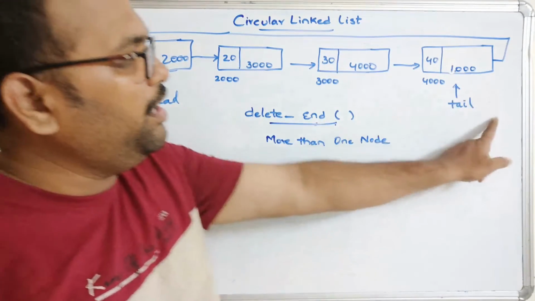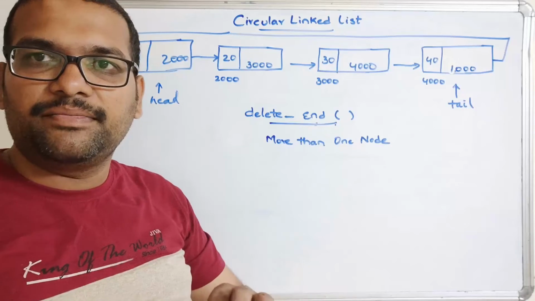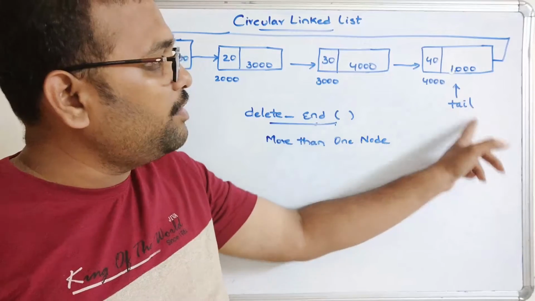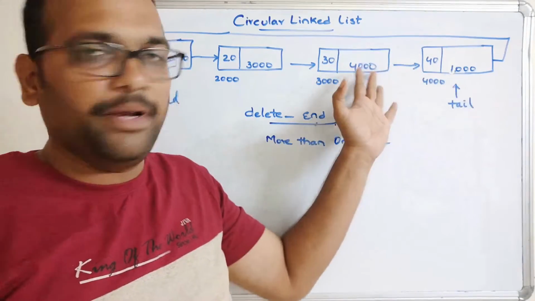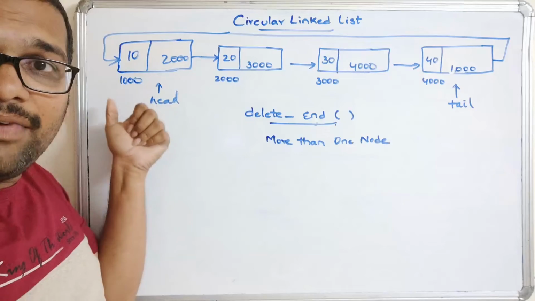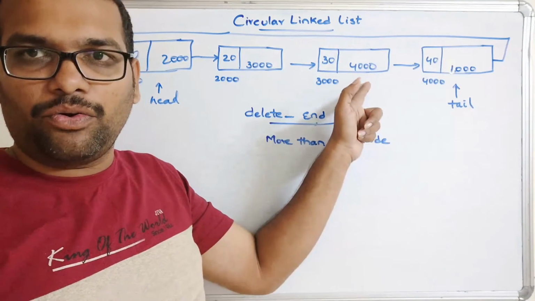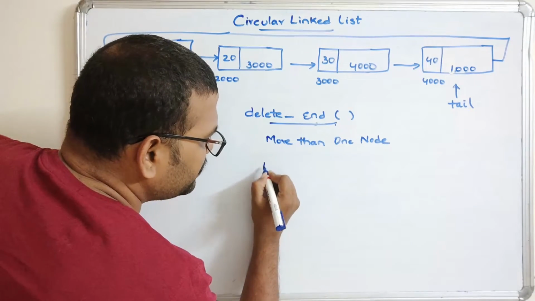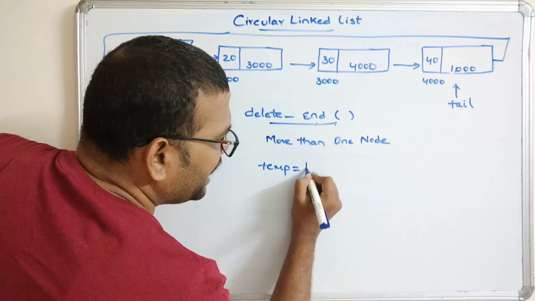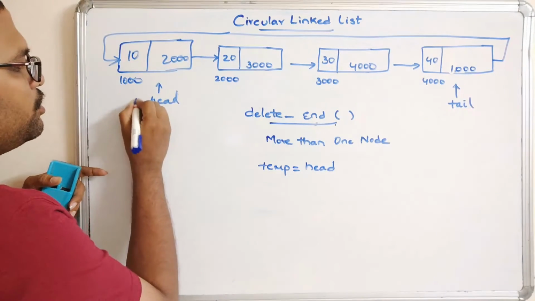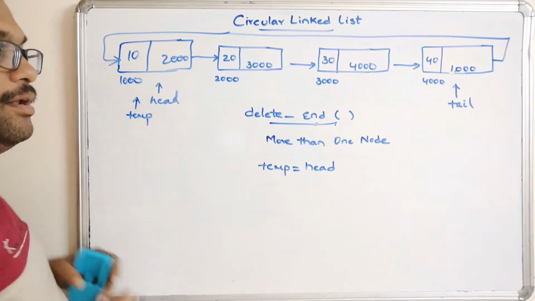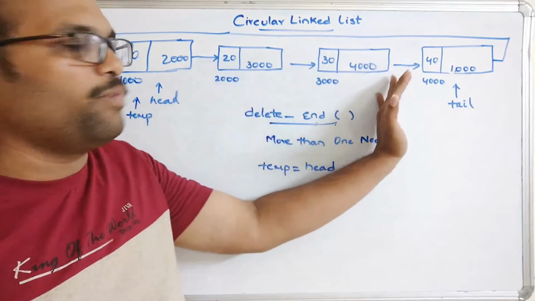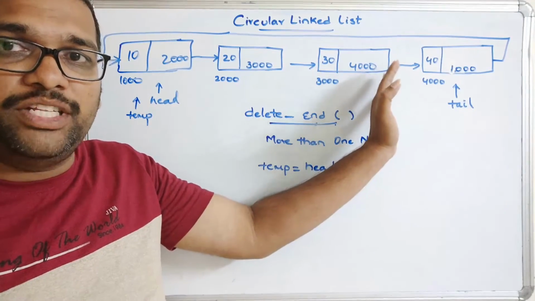So we need to move the tail to the previous node. That means we can't change the tail to the previous node in a simple way. So we need to traverse from the first node to the last but one node, right? So for that purpose, we are just taking a temporary variable and assigning the head value to the temporary. So this will be the temporary. Now we need to traverse this temporary variable from the first node to the last but one. So how can we move this one, right?